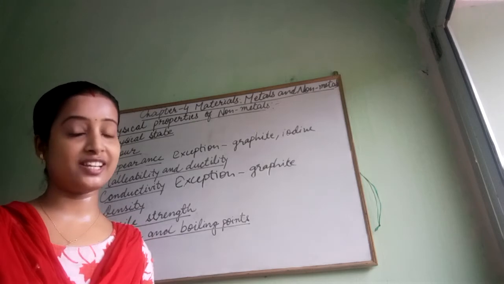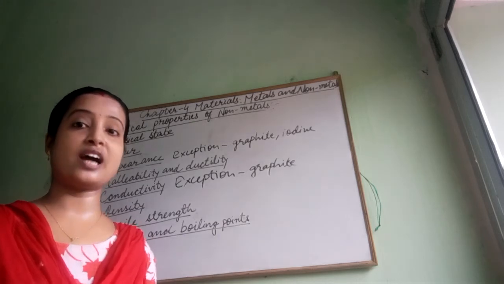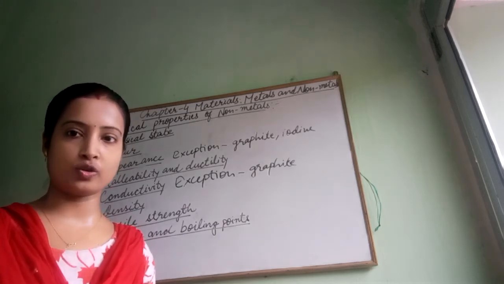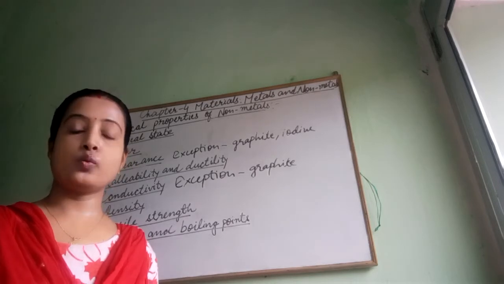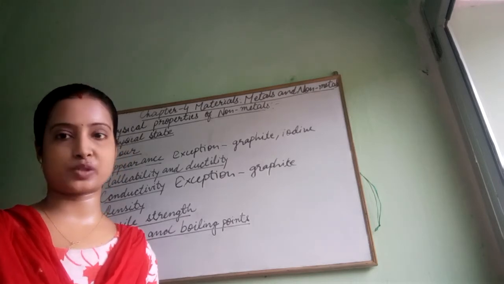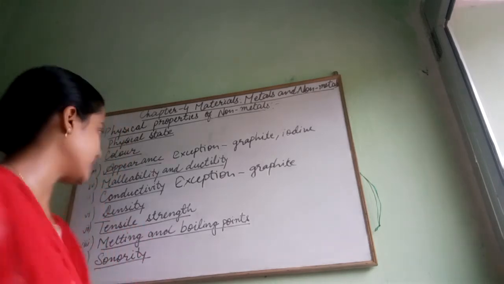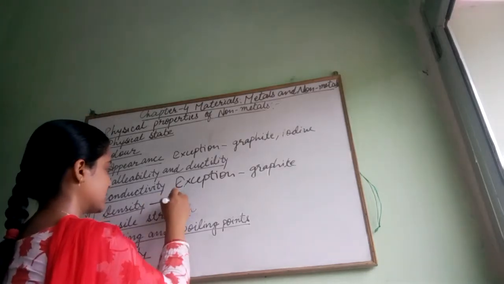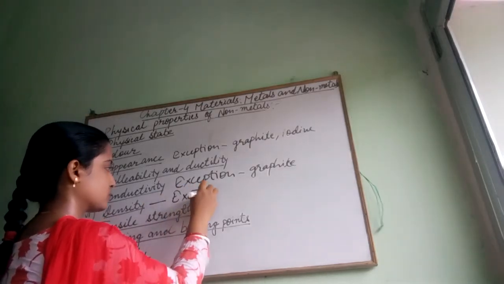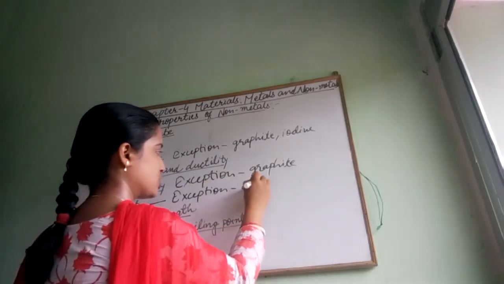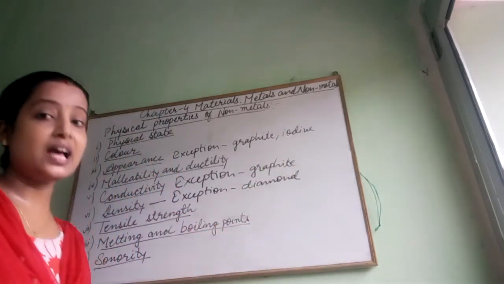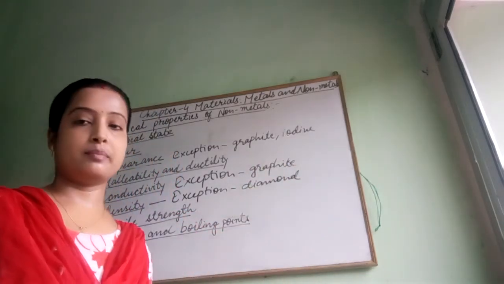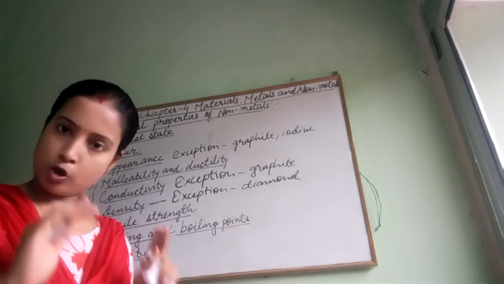An exception is also there. Yes, children. The world's hardest substance ever known is the diamond. Diamond is a non-metal which is the hardest substance known in the world. So here also the exception is diamond, because it is very hard and has high density. But generally the non-metals have low density.